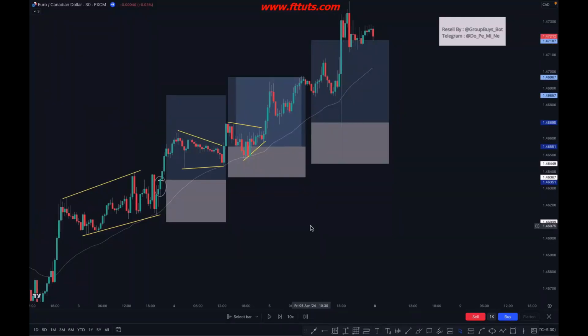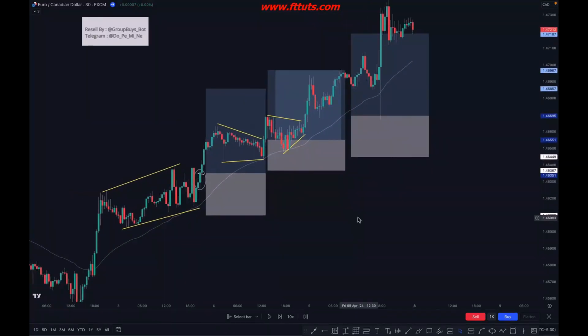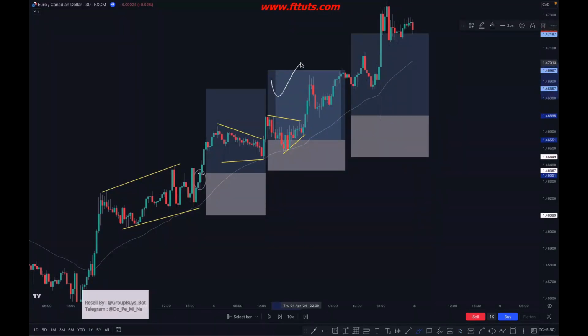So this is our possible entry, how you can simply buy if the market momentum is bullish and everything is bullish. I took this entry on my account.